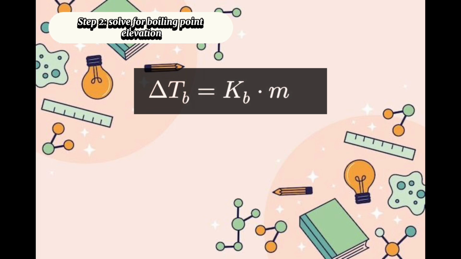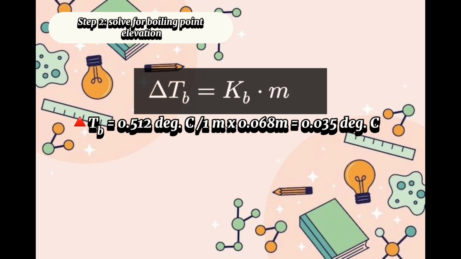So step 2 is we're going to solve for the boiling point elevation. From the given formula, delta T sub B is equal to K sub B multiplied by m. So let's substitute: 0.512 degrees Celsius per molality times 0.068 molality. It gives us the answer 0.035 degrees Celsius.